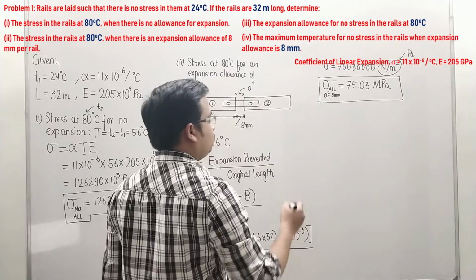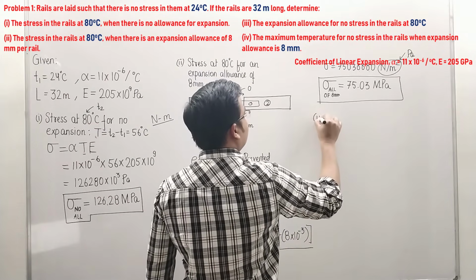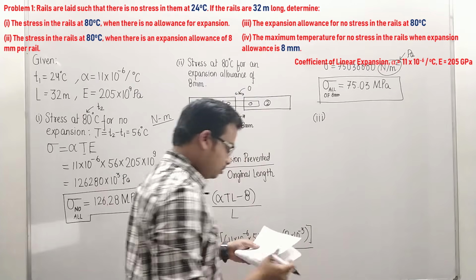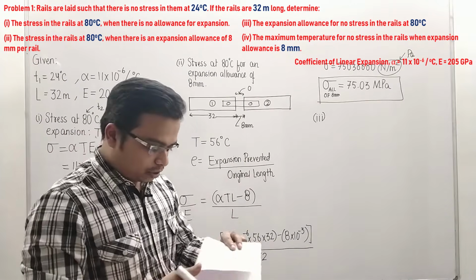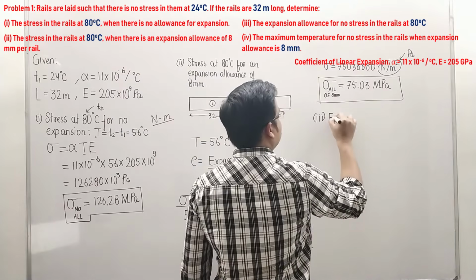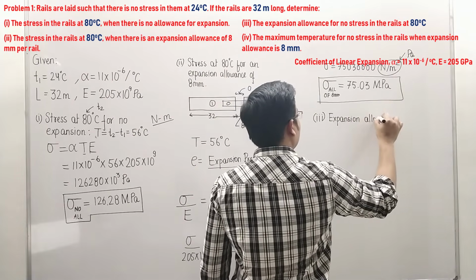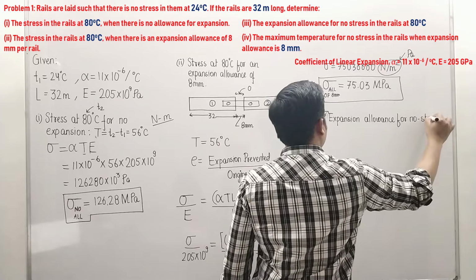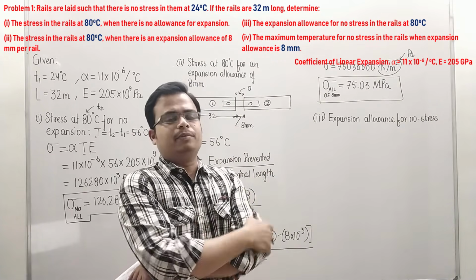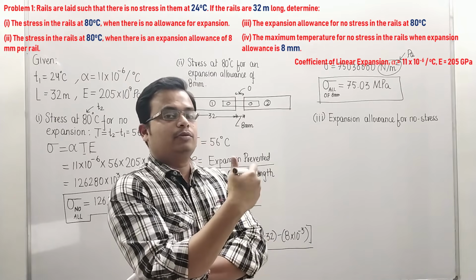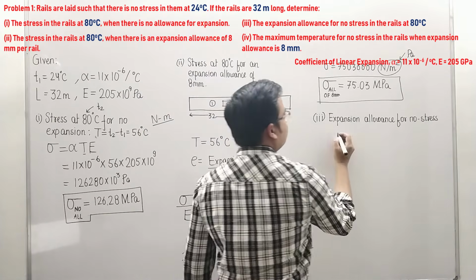Let's see what we are supposed to do in the third part of the problem. Here we go. Let me just read this. In the third part, the expansion allowance for no stress. Now, if you are supposed to ensure that no stress should be induced, no thermal stresses should be set up, in that case, how much expansion?